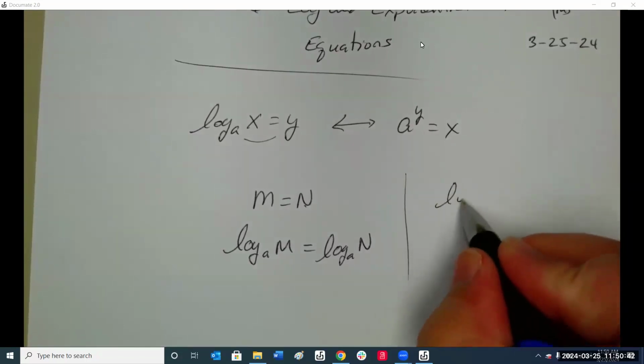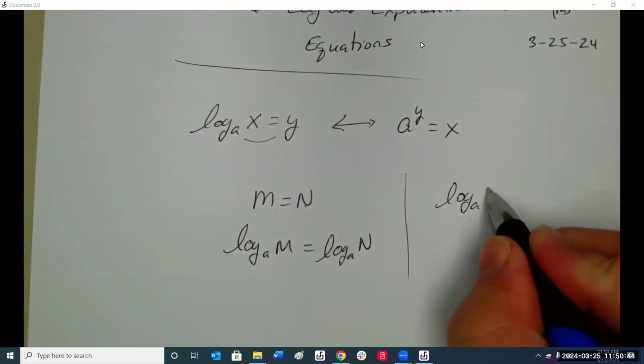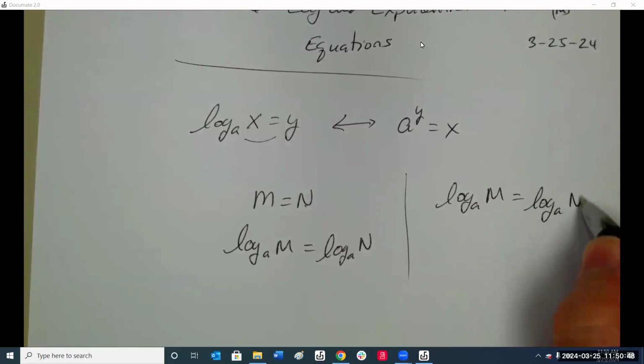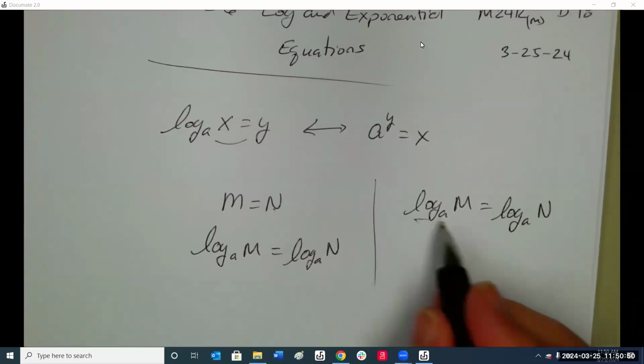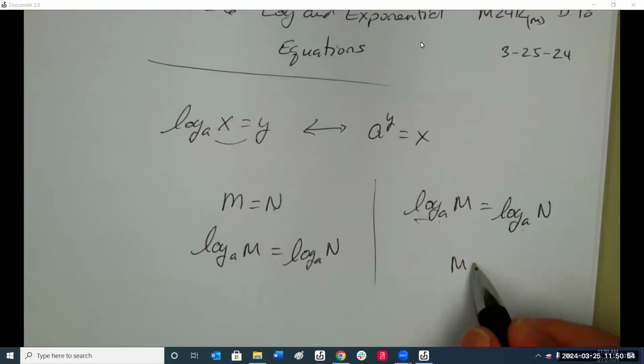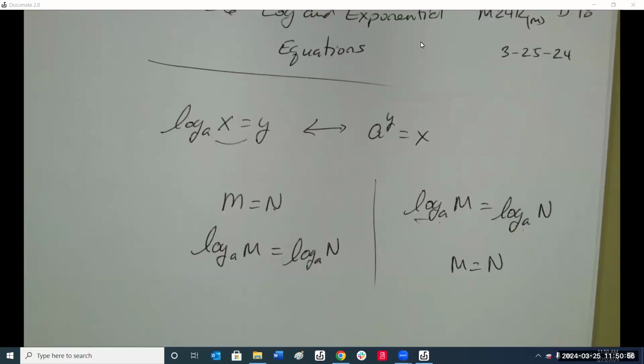Likewise, if I have logs of numbers and they're the same bases, the only way that can be equal is if the arguments are equal. This is going to help us to solve, either get rid of x's as our exponents or put them in exponents to make it easier for us.